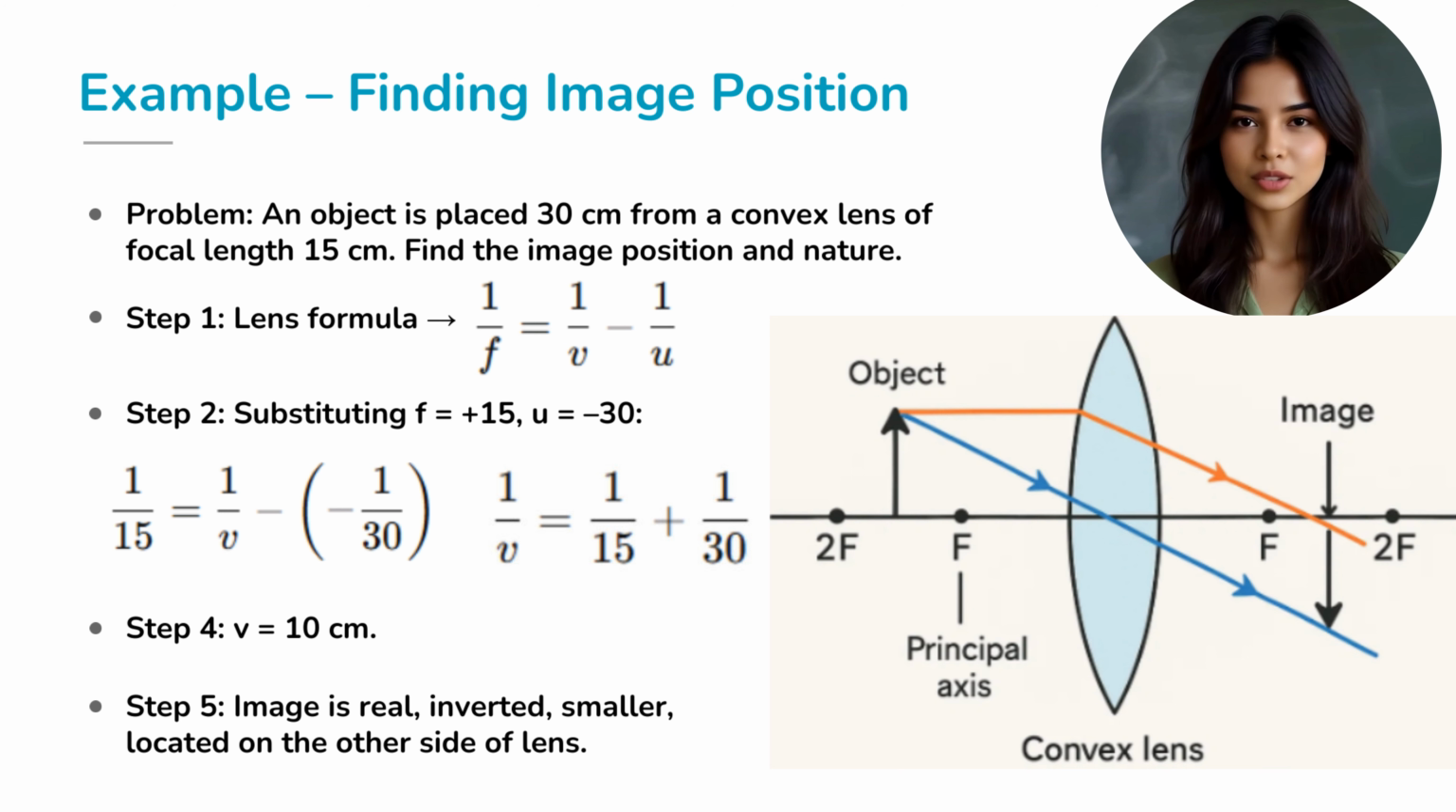Step 5. So what do we conclude? The image is formed 10 centimeters on the other side of the lens. And its nature? It's real, inverted, and smaller compared to the object.